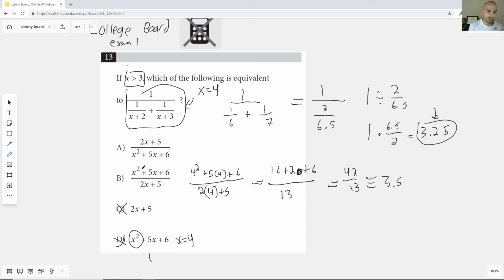Well, A is just the inverse of B, which means that ultimately, if I were to work this all out again, this would end up being 13 over 42, which is just too small. It's less than 1. And we need a number that's at least 3.25. So it cannot be A, and we can eliminate to B.